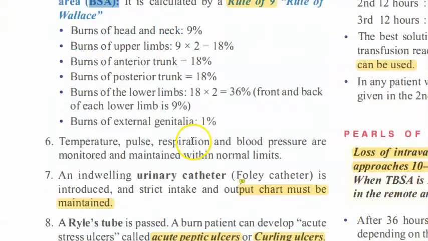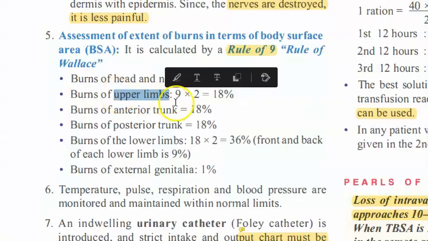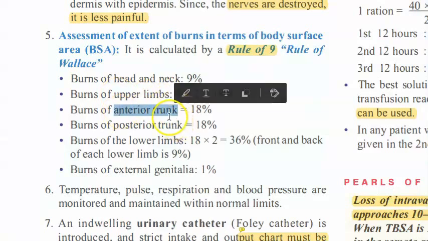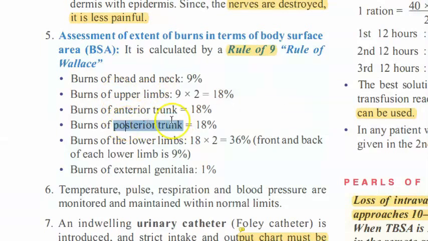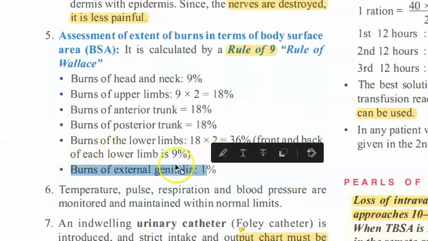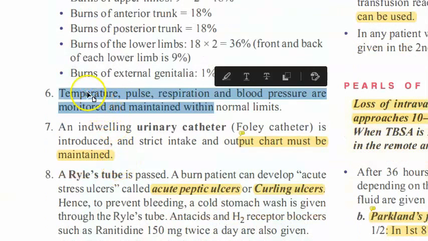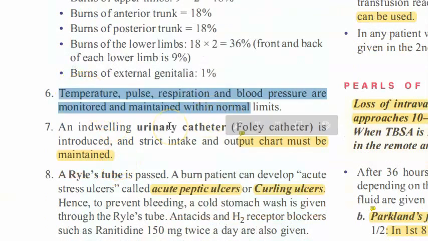It's a very important question for your exam, guys. So head and neck 9, upper limb 9 each, anterior trunk, that is your chest and abdomen, 9 and 9, posterior trunk, that is upper back and lower back, 9 and 9. Then each lower limb will be 18, that is front 9, back 9, and two legs. Then external genitalia, only external genitalia, 1%. So in management, they covered the rule of Wallace.